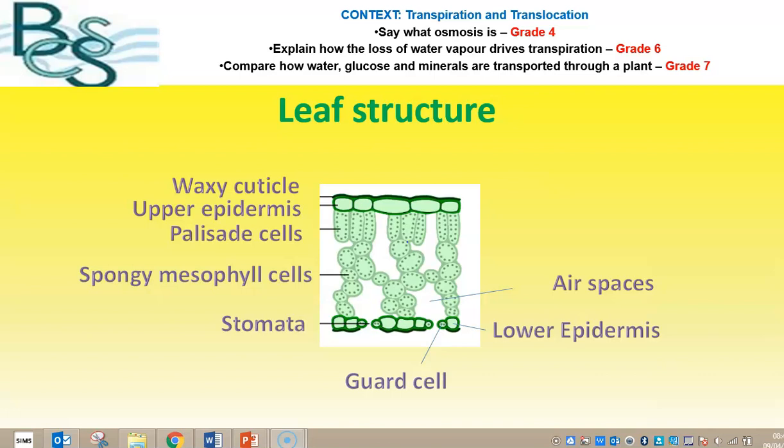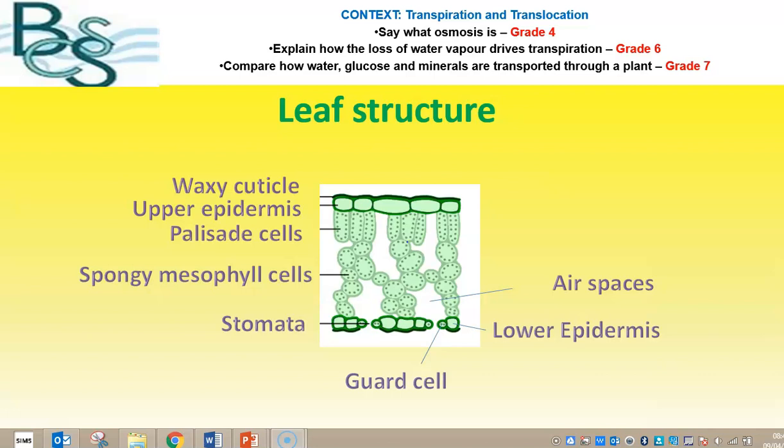So let's remind ourselves of what's going on in the leaf. The main purpose of the leaf is to photosynthesize and make glucose, sugar for the plant. They are transferring light energy into glucose energy. That, as I said a minute ago, primarily occurs in the palisade cells, but it also occurs in the spongy mesophyll cells.